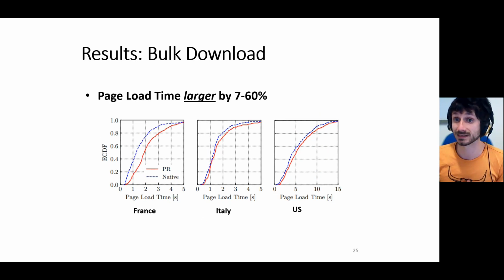And finally, we can see the results about web browsing. Here in these curves, we see that using Private Relay, page load time is higher, between 7 and 60%, depending on the web page and on the situation. But we observe that in general, web browsing is slower when using Private Relay, potentially because of the extra encryption or the extra distance packets have to travel, but the browsing experience is impacted.